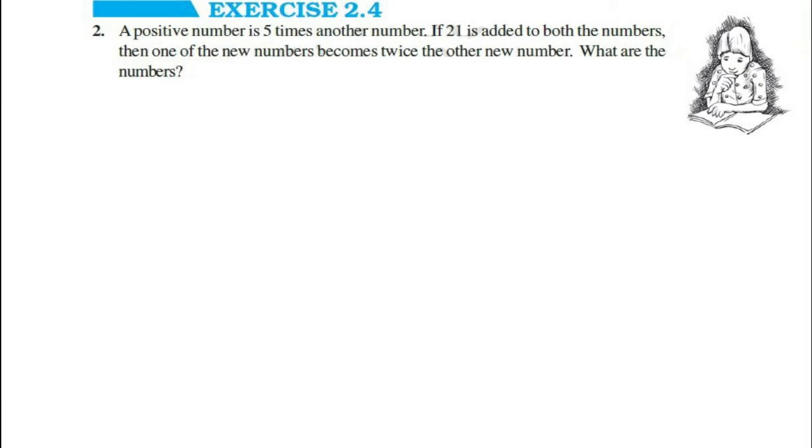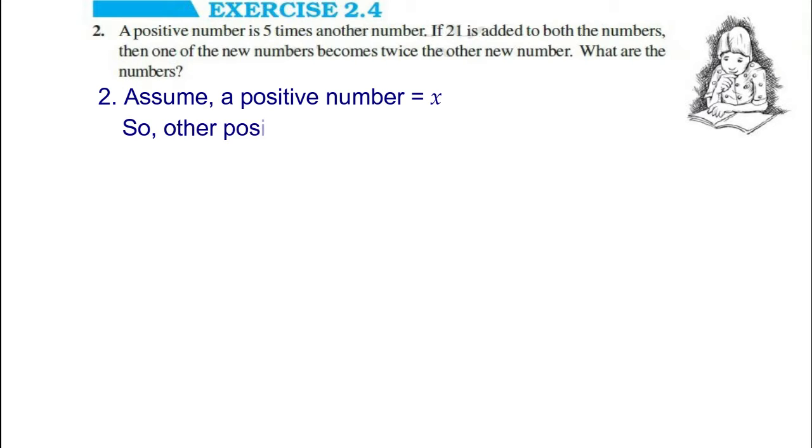Problem number 2. A positive number is 5 times another number. If 21 is added to both the numbers, then one of the new numbers becomes twice the other new number. What are the numbers? So let's go to the solution. First we assume one positive number is x. So the other positive number is 5x according to the problem. And if we add 21 to both numbers, then the new numbers are 5x + 21 and x + 21.